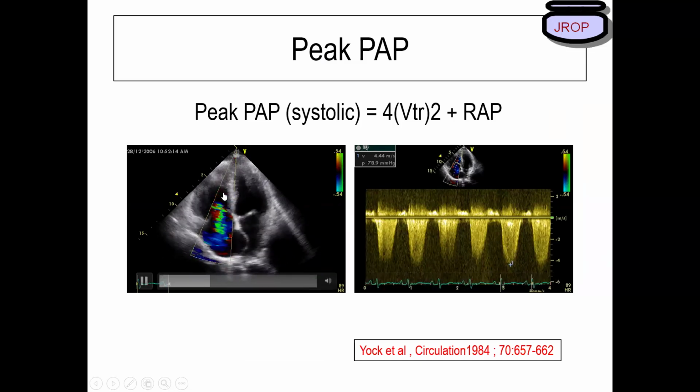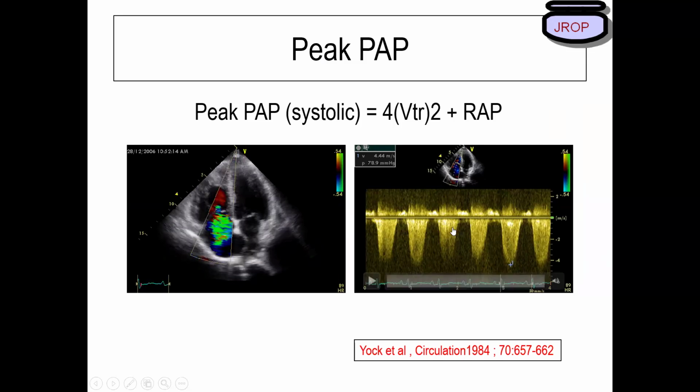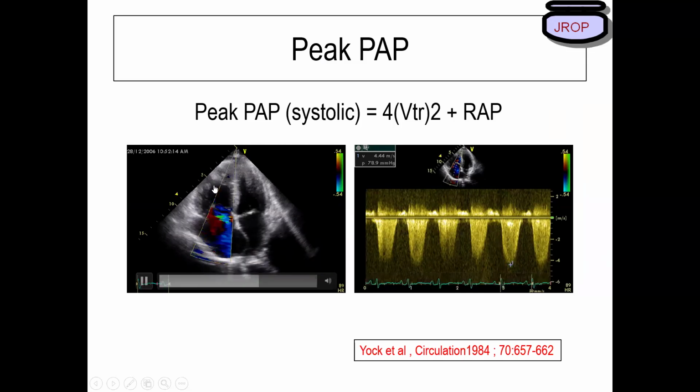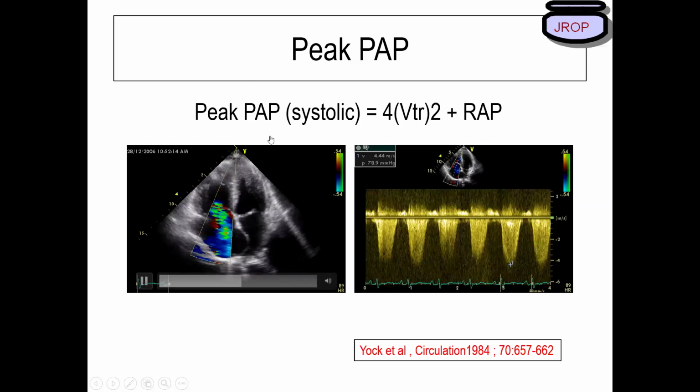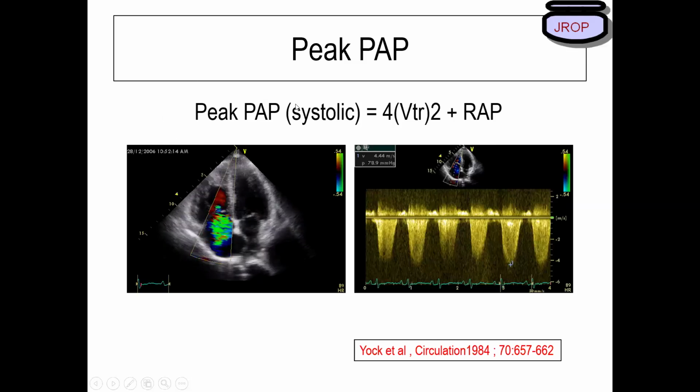This TR jet gives the RV systolic pressure. So the blood is being pushed from RV to RA, and RA has an inherent pressure which we decide from the IVC. So if this is the tricuspid regurgitation or RV systolic pressure, we add RAP, right atrial pressure, to derive the peak pulmonary artery pressure. But peak pulmonary artery pressure does not give us an answer, because we are not looking at peak pulmonary artery pressure, we are looking at mean pulmonary artery pressure.